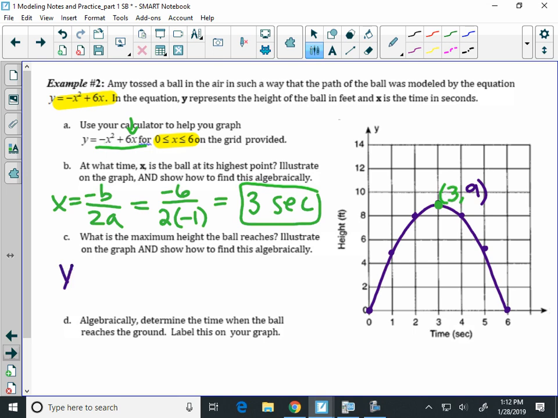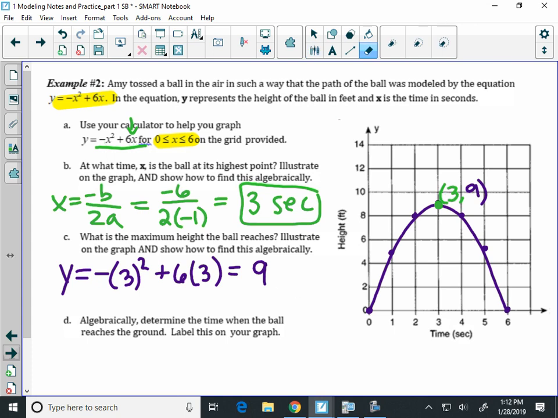So 3 is my x to find the y value that goes with it. This is what you had on your test last week. We would have negative 3 squared plus 6 times 3, which again you can do by hand or in your calculator. Negative 3 squared is negative 9 plus 18. It's 9. It's positive 9 feet, not seconds. Positive 9 feet.